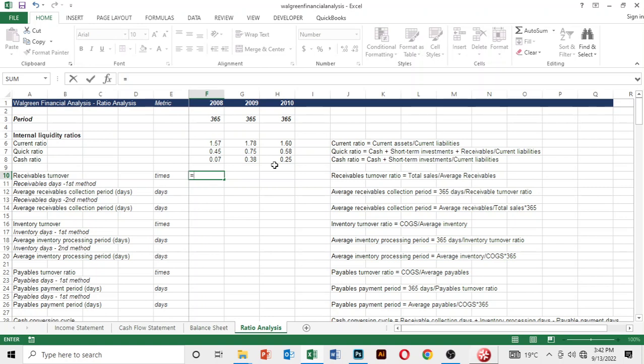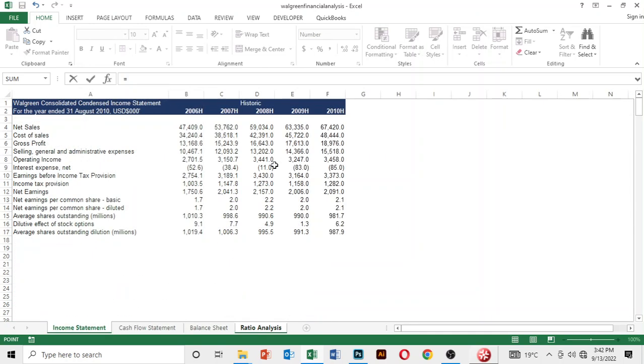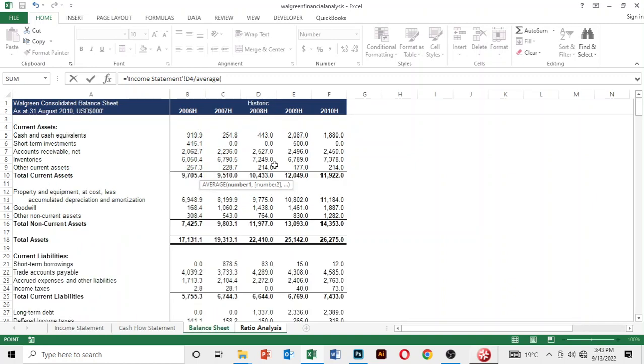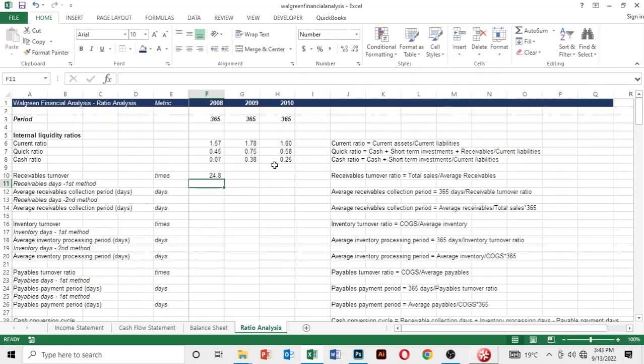So hold down Control and press Page Up until we get to the income statement, and then we choose sales for 2008, and we divide by average receivables, then go down with Control and go to the balance sheet. Here we look at the accounts receivable. Since it's an average figure, we need to use the figures for 2007 and 2008, like this, and then we close the brackets.